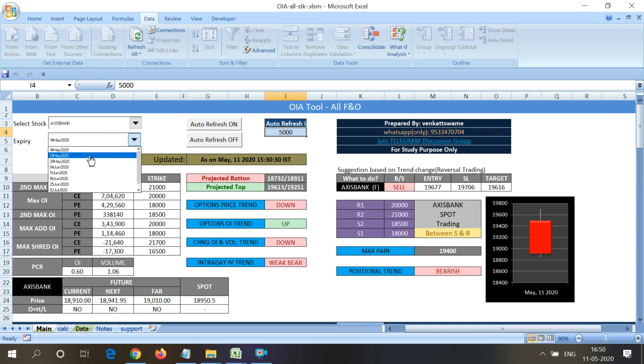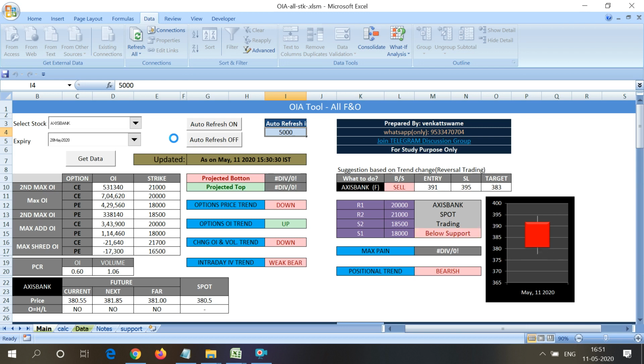See, if I choose the stock Axis Bank, I have to choose the monthly expiry, that is 28th May. Then click data. After every update, it will show you the updated time, as on May 11th 2020. Now the market is closed, that's why it's showing 13:30. So during market hours also it will show you which time it has taken data from NSE.